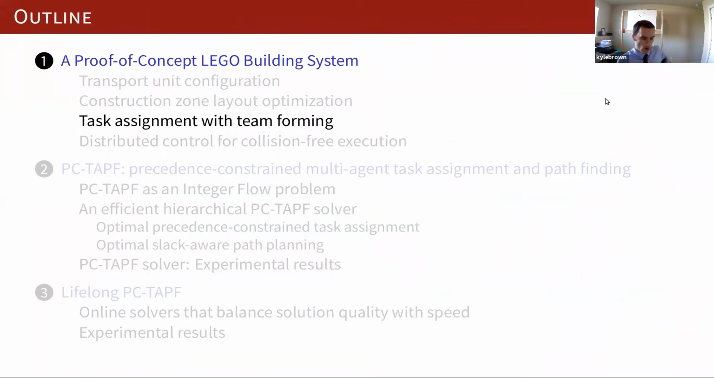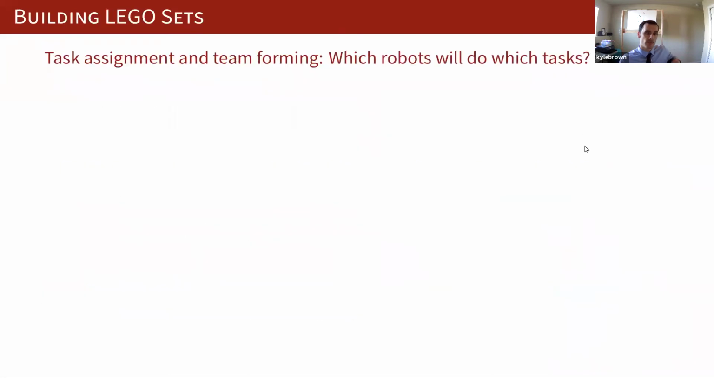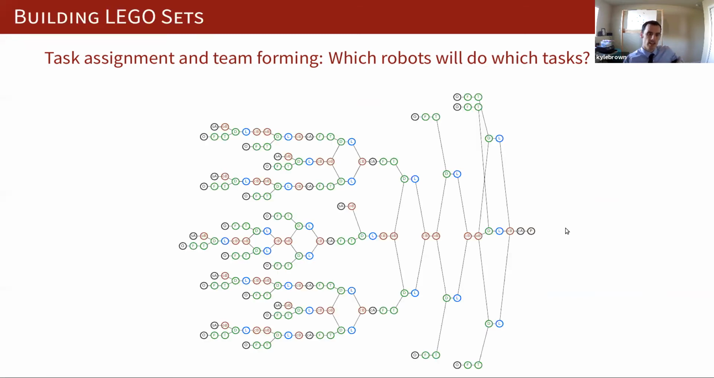So now we've planned out how robots will carry different objects, different payloads, whether they be raw materials or assemblies. And we've planned out the construction zones where the assemblies will be built. So now we need to actually figure out which robots will do which tasks. And this is a complicated problem because robots need to work in teams. And additionally, the structure of the intertask precedence constraints can be very complex.